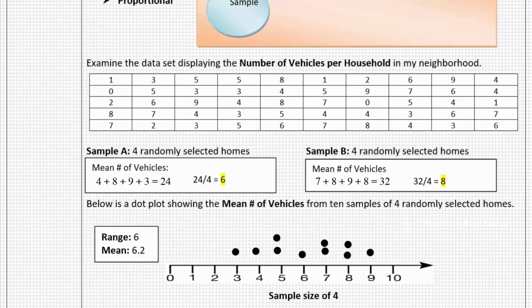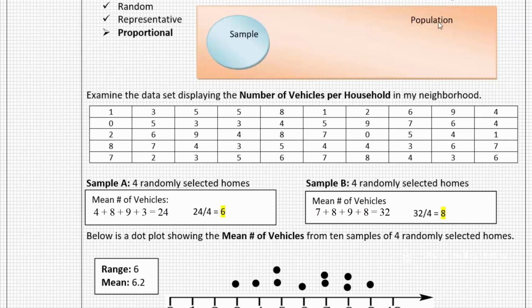So to explore how the proportion of the sample to the population affects the data that I get, I went ahead and repeated this process, but this time I enlarged my sample size. What kind of effect do you think that'll have? Here I had a difference of 2 in my calculations of the mean, and I had a wide range of data. What do you think will happen if I increase the sample size from 4? Well, let's take a look.